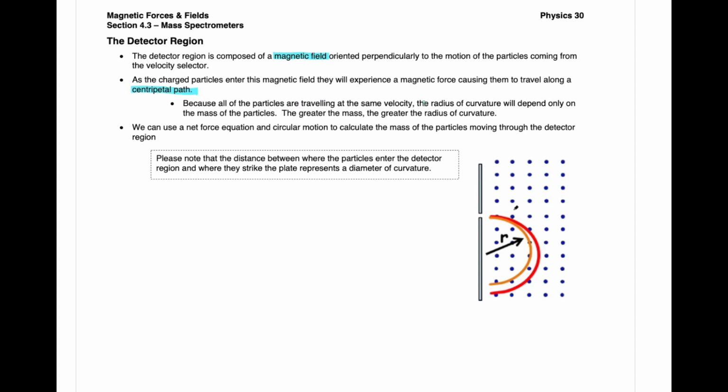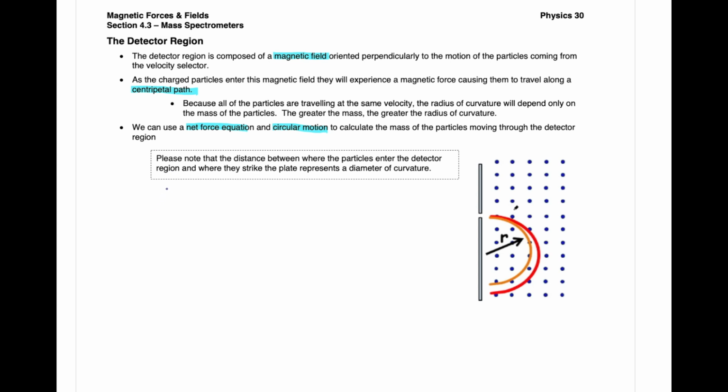And because they're all going the same velocity, and that's determined by the velocity selector, if I have multiple ions going through here, I'm going to get multiple paths just based on their mass. And so larger masses will carve out a larger radius of curvature, and smaller masses a smaller one. And so what we'll do for these ones here, we'll just use that net force equation and our circular motion. So we'll use that v squared over r to come up with the mass of the particles in this region over here.